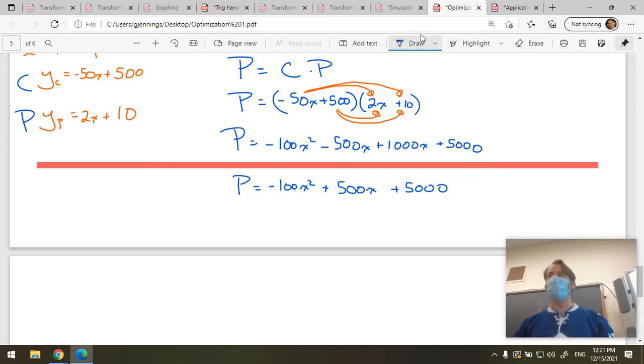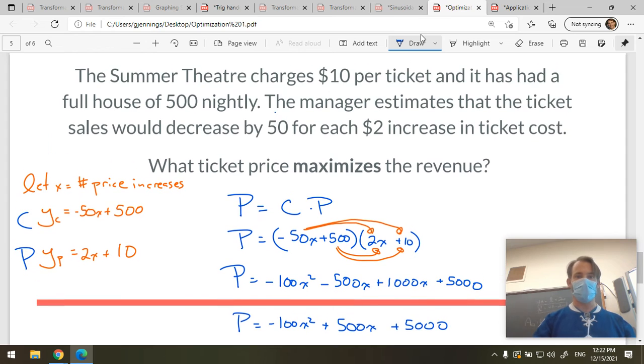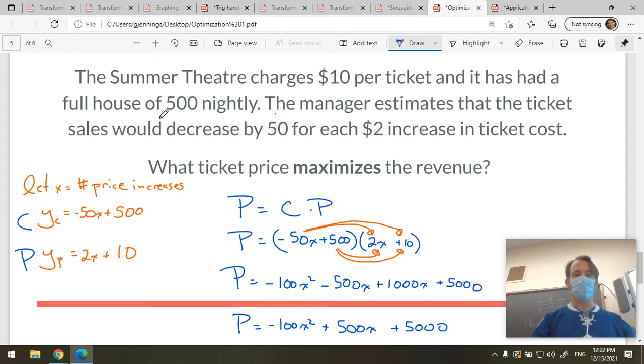What that's telling me is if they charge $10, the initial price, the zero price increases, if they don't change the price, they have applied zero price increases, their profit is $5,000. Let's see if that makes sense. They're charging $10 per ticket and they sell 500 tickets nightly. That makes sense. Okay, let's sell fewer tickets but make more money. So that's going to mean increase the price to find that vertex.